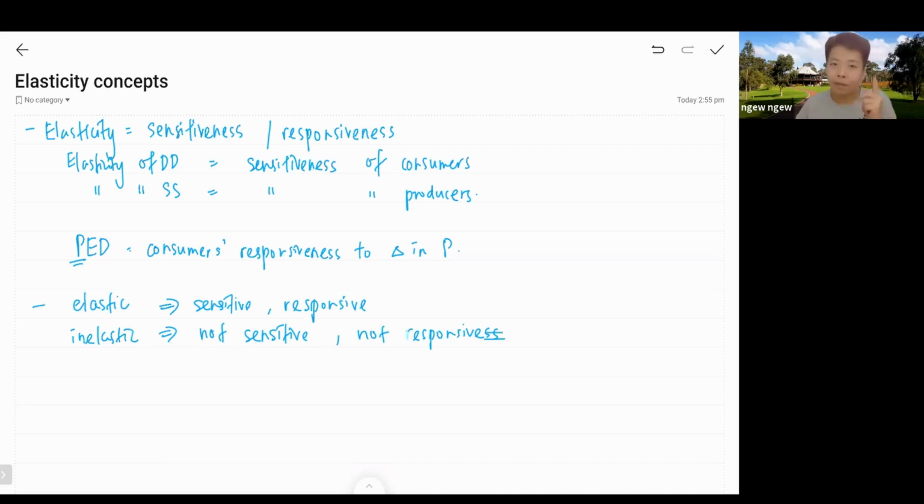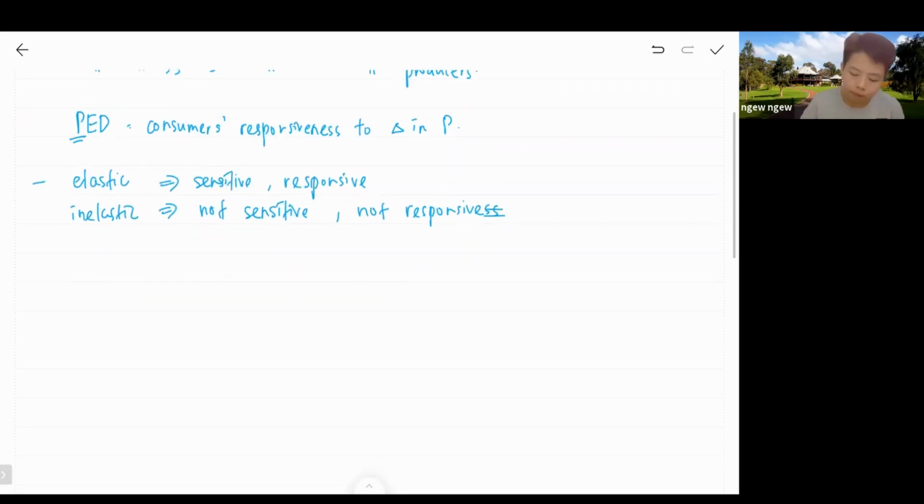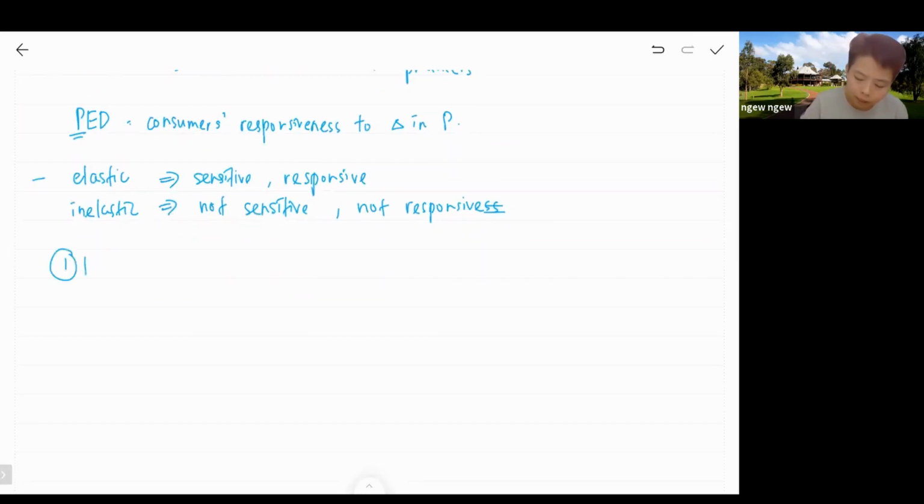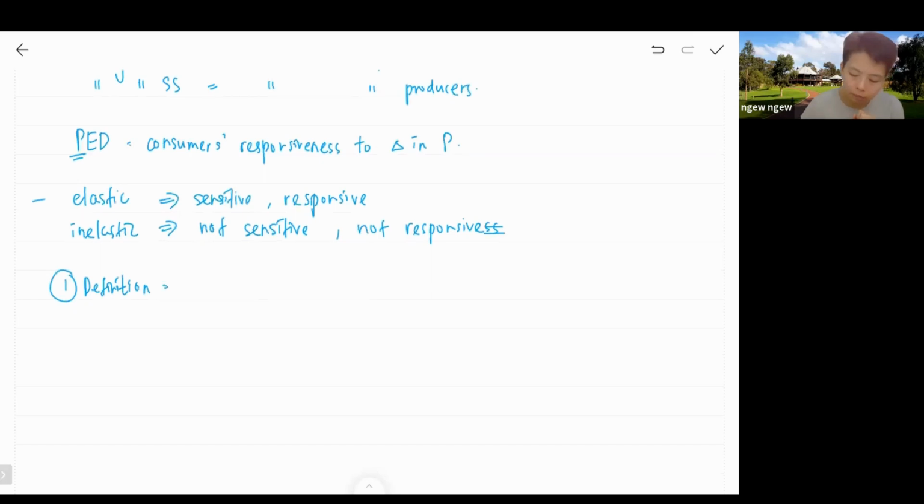Okay, all right. Now, moving on, I'm going to use some steps, step 1, step 2, step 3, step 4, and then when we are learning the other elasticity concepts, we will follow similar steps. So let's start with PED. Step 1, we always start from definition. As mentioned just now, we start from PED, the basic.